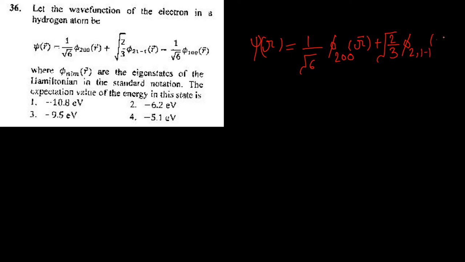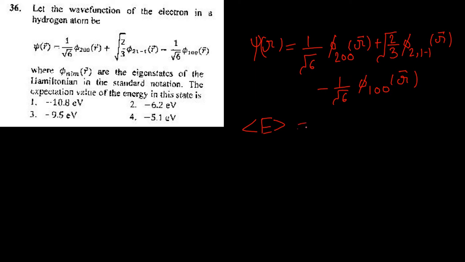You have to find out... the wave function is given to you: psi r is equal to 1 upon under root 6 phi 200 r cap plus under root 2 by 3 phi 21 minus 1 r cap minus 1 upon under root 6 phi 100 r cap. So this is given to you, and what you have to find out is the expectation value of the energy in the state. Expectation value of energy, you have to find out this.